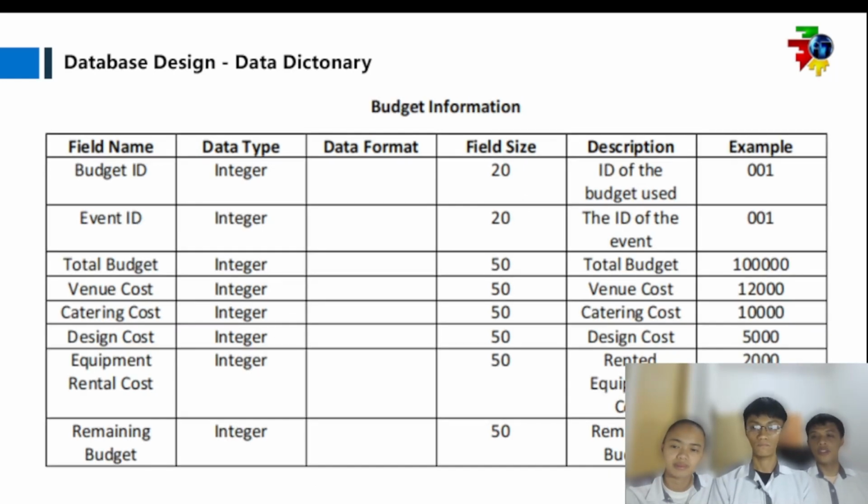The budget information is the budget ID, data type is integer, the field size is 20. Event ID, the data type is integer, field size is 20. Total budget, venue cost, catering cost, design cost, and equipment rental cost, the data type is also integer, and the field size of them is 50. And the remaining budget, the data type is integer, field size is 50.